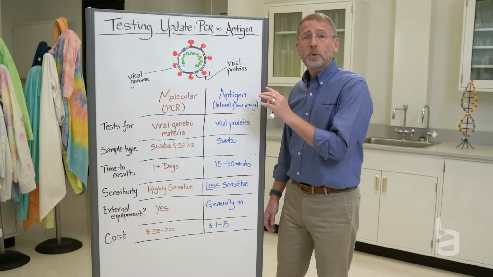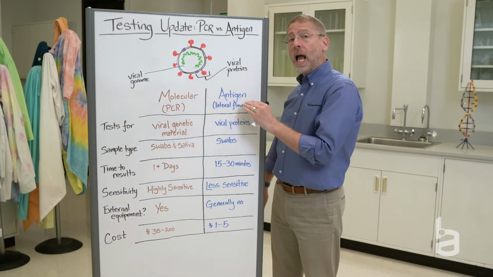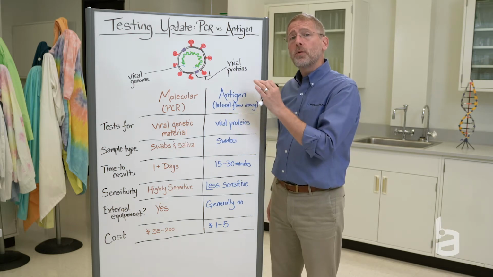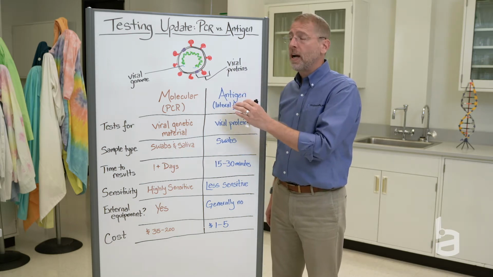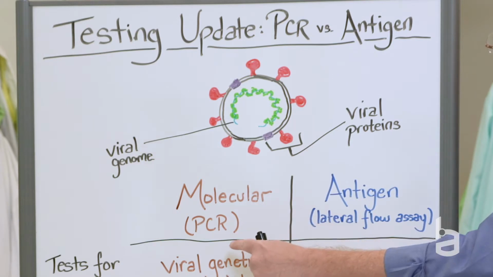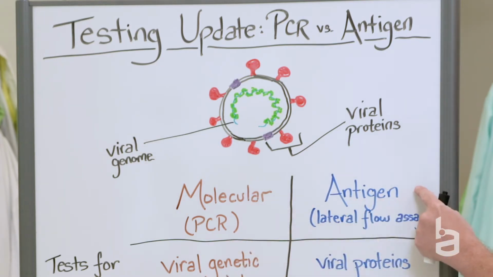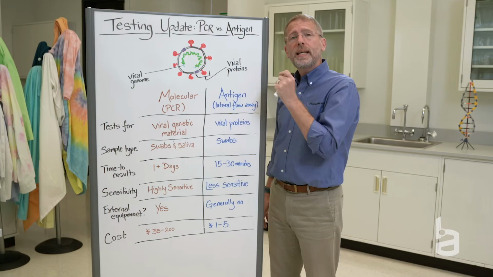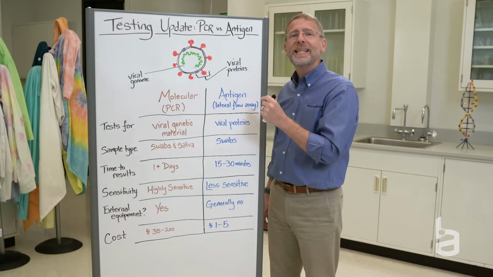All right, let's jump right in. These are two types of tests to diagnose the presence of the SARS CoV-2 virus: the molecular test, which is also sometimes called the PCR or RT-PCR test, and the antigen test, which is sometimes called the lateral flow assay or lateral flow immunoassay. These tests detect the presence of the virus in different ways.